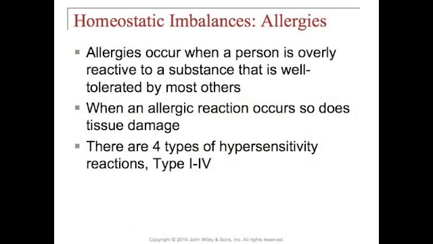Homeostatic imbalances, allergies. Allergies occur when a person is overly reactive to a substance that is well tolerated by most others. When an allergic reaction occurs, so does tissue damage. There are 4 types of hypersensitive reactions, type 1 through 4, and we talked about that several slides ago.